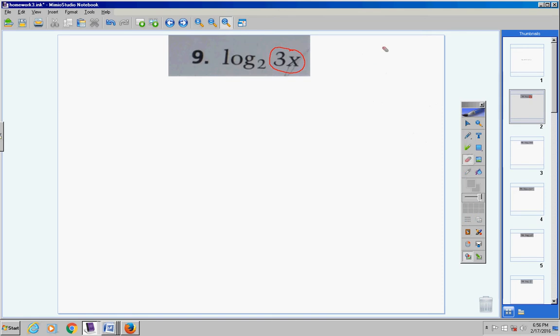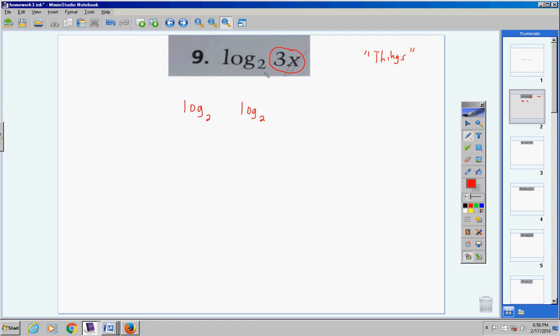Now, I have some multiplication, 3 times x. Now listen to me carefully. How many things am I multiplying? 2, a 3 and an x. So if I'm multiplying 2 things, then I want to write 2 logarithms. So there's one and there's the other.